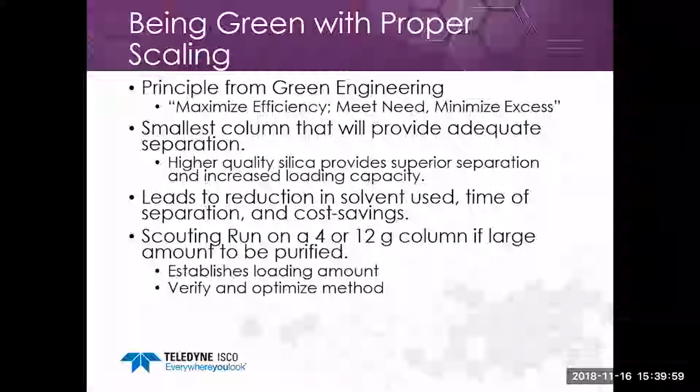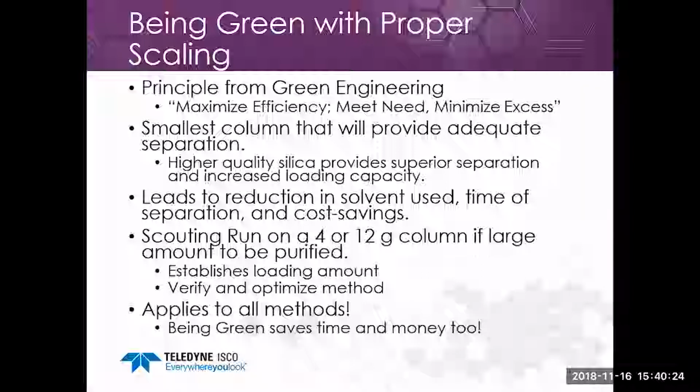savings. Doing a scouting run on a smaller column, like a 4 or 12 gram column, if you're doing a large amount, is really nice because it helps you establish the loading amount, and it allows you to verify and optimize the method, make it fit your needs, achieve the goal of purification, but also minimize the waste of the run. You can apply this to all methods, and being green can save you time and money too.